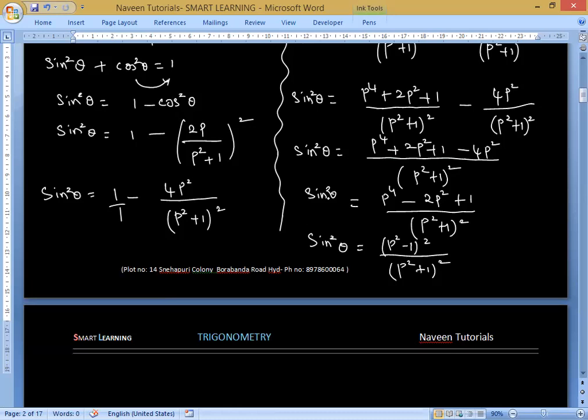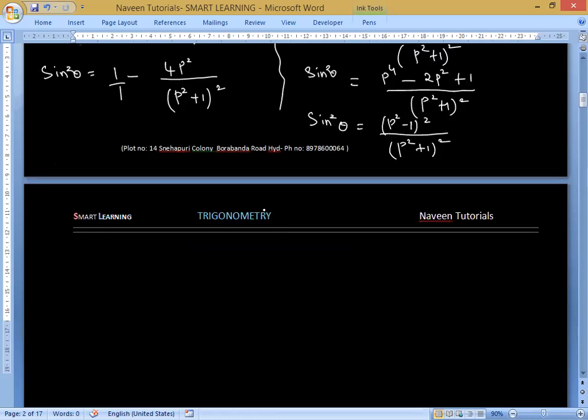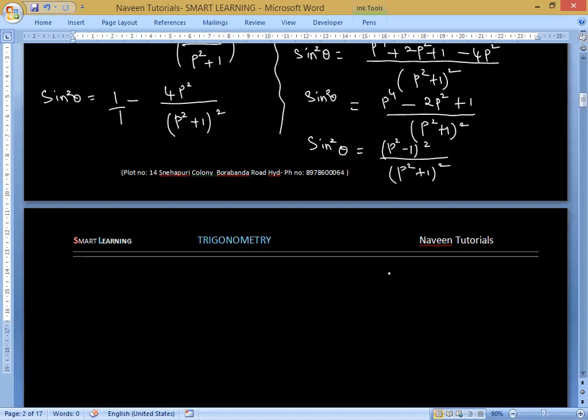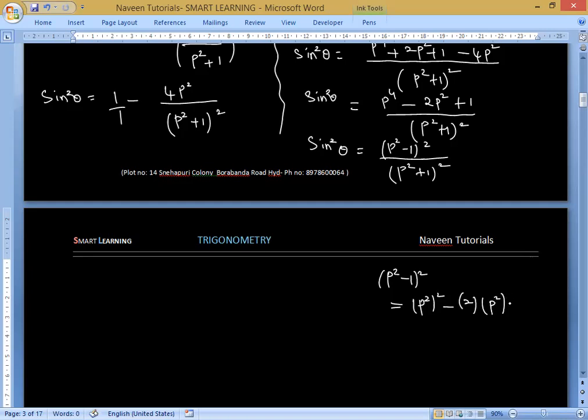Even if you want, you can check. (p square minus 1) whole square is in the form of (a minus b) whole square: p square whole square minus 2 into p square into 1 plus 1 square. So p power of 4 minus 2p square plus 1. Are you getting the same? Even if you expand (p square minus 1) whole square, you will get the same.